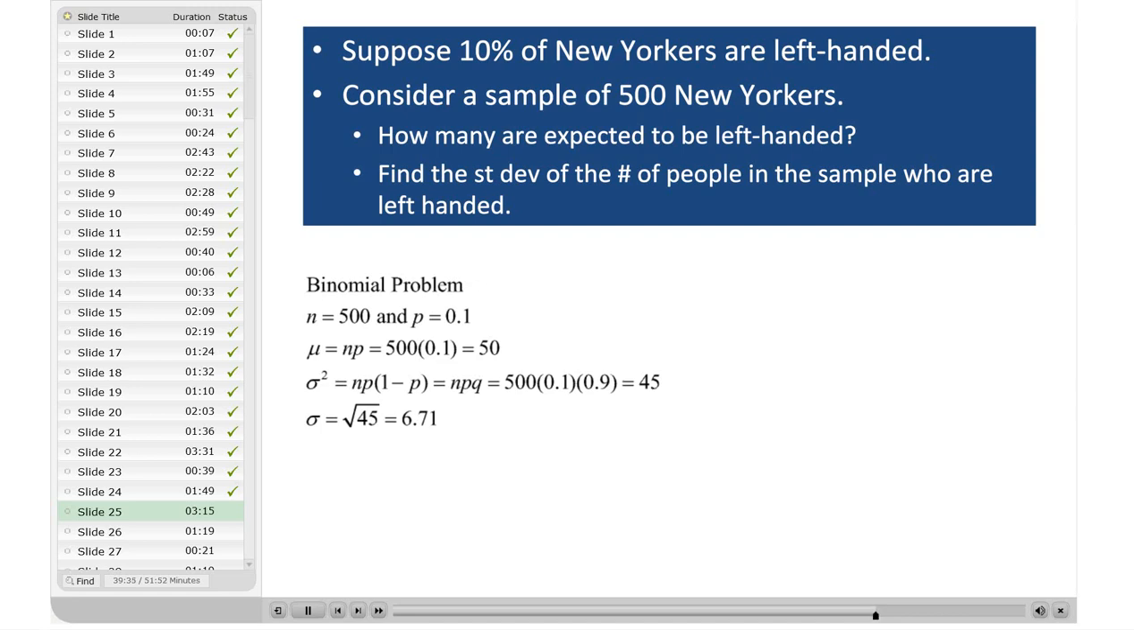What's the formula for that? Well, we learned in the binomial chapter that the variance of a binomial random variable is np times 1 minus p. So we're writing sigma squared is equal to np times 1 minus p. Some people like to use the notation q for 1 minus p, so we could also write this as npq. So it's 500 times 0.1 times 1 minus 0.1, which is 0.9, and that's equal to 45. But that's the variance. That's not the standard deviation. So to find the standard deviation, we just take the square root of 45. We get 6.71.